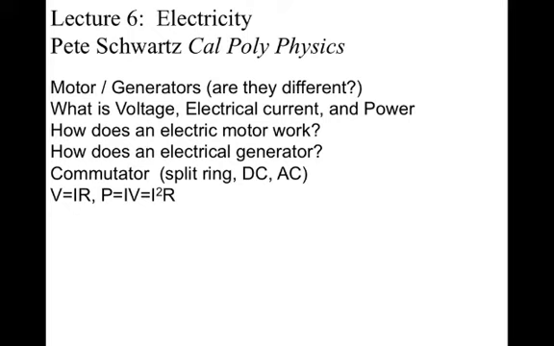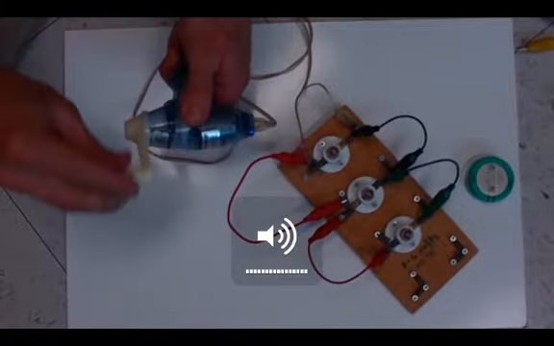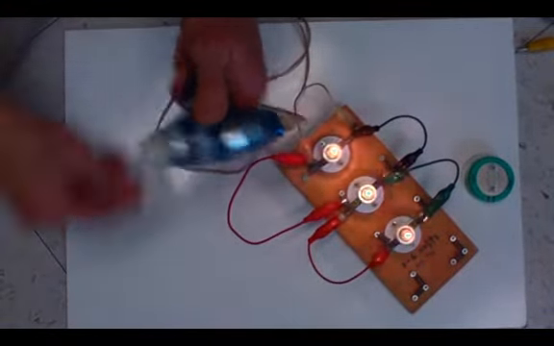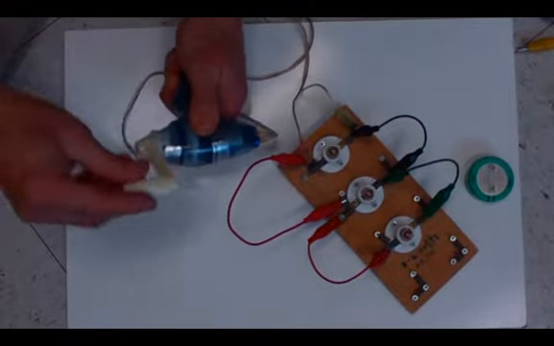Let's talk about electricity, motors, and generators. Motors and generators are transducers. Transducers convert one thing to another. They're transducers between mechanical power and electrical power. So I'm putting mechanical power in. You can see the work I'm pushing on the lever, and I'm getting electrical power out.